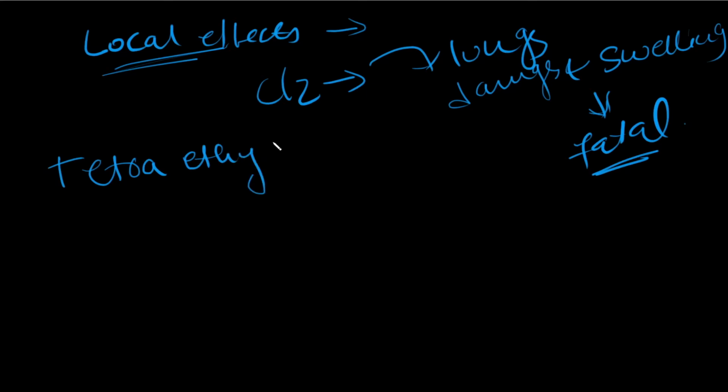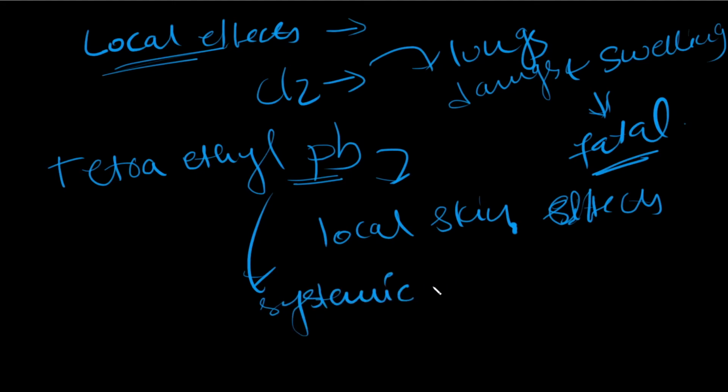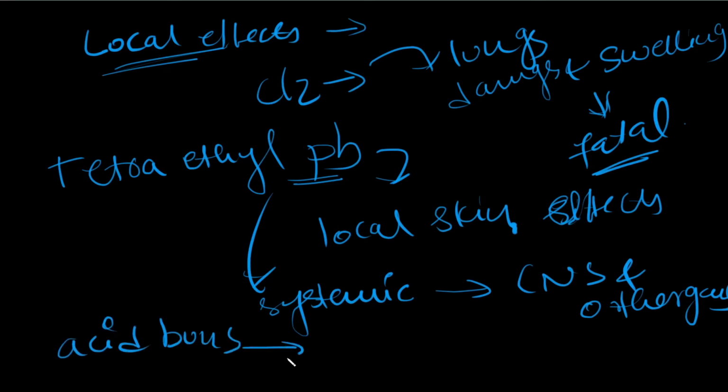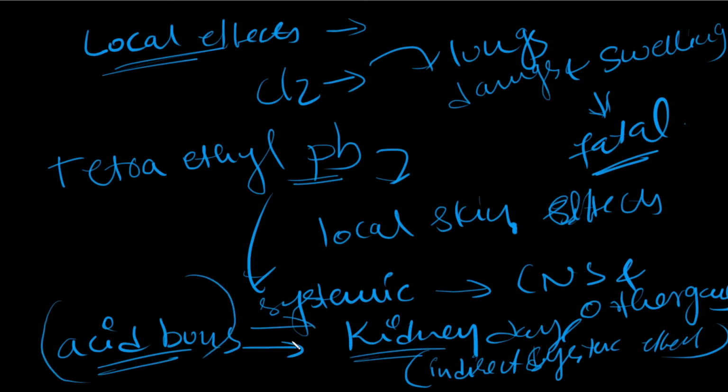Tetraethyl lead causes local skin effects at the absorption sites. And it also has systemic effects. Lead is very toxic, so it causes damage to the central nervous system and other organs. Next, severe acid burns eventually may lead to kidney damage. Okay, so this is an example of an indirect systemic effect from local effects. Acid burns leading to kidney damage.